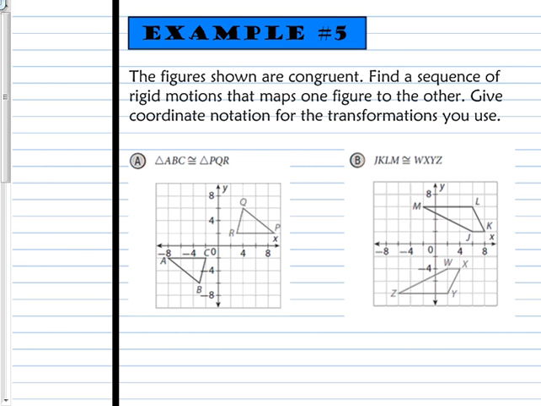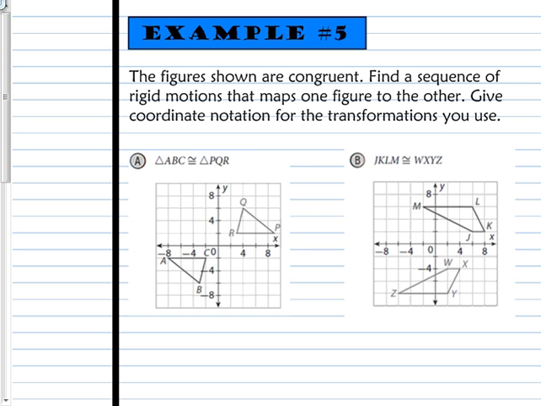Okay. Lastly, I know this has been an intense lesson, but there's a lot of information, and I told you at the beginning, you definitely want to make sure that you are caught up because this is intense. Example 5, the figures shown are congruent. They're already telling us they are. Find a sequence of rigid motions that maps one figure onto the other and give coordinate notation for the transformations you use. Now, there are likely to be more than one right answer. But I'm just going to show you on each of these one way that I would solve it.